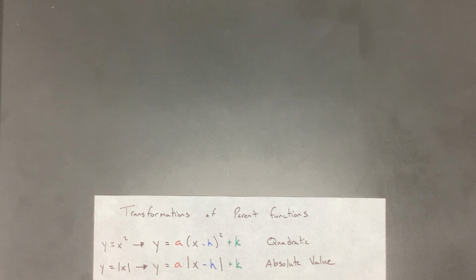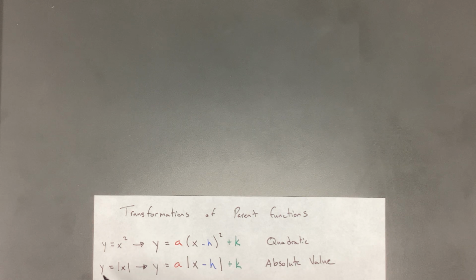So the two basic ones we're going to talk about today are quadratics and absolute values. Our quadratic parent function is just y equals x squared. And then we have a couple of different things, either by lead coefficient or horizontal and vertical translations, a, h, and k, we can do to manipulate this parent function to make a new function and graph that.